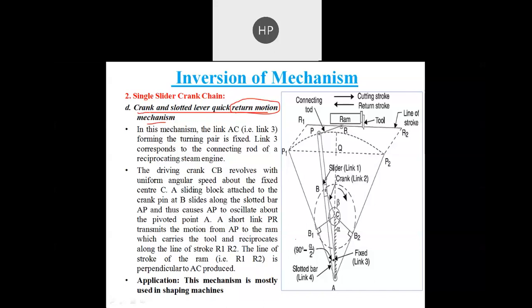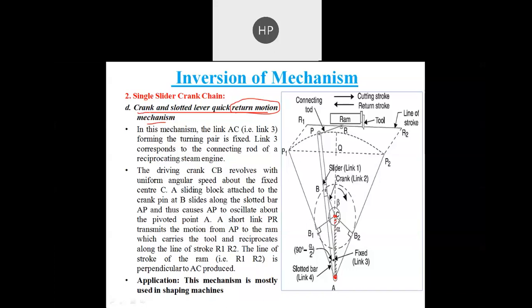Now understand this diagram properly, because it is important. In this mechanism, the link AC, this is link A and C, forms a turning pair and is fixed. So here at link 1, we have one turning pair over here, and here we have a turning pair over here, and it is fixed. So this link AC, as you can see in this diagram, is fixed.